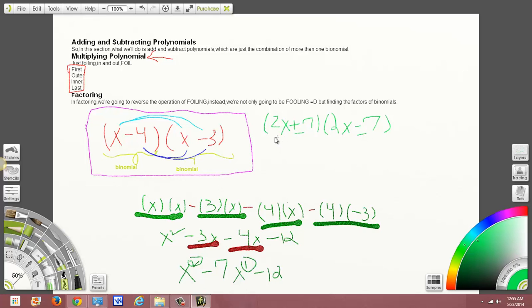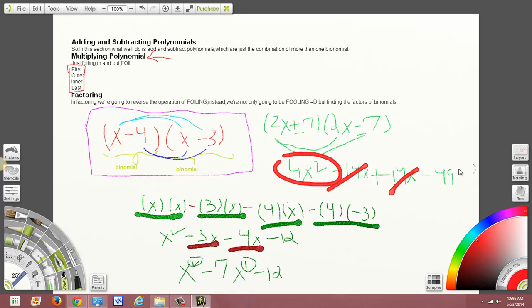So 2x times 2x is what? 4x squared, right? 2x times negative 7 is negative 14x. 7 times 2x is plus 14x. And lastly, 7 times minus 7 is minus 49. Let's cancel out the terms using our group pen. Okay, so now we have only 4x squared minus 49. So that is our answer.